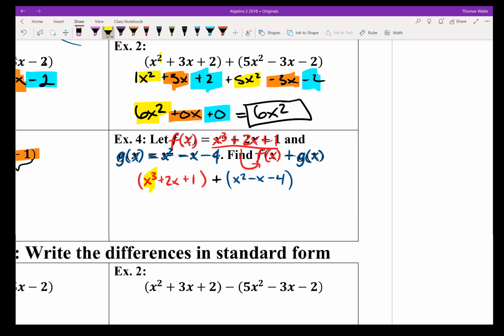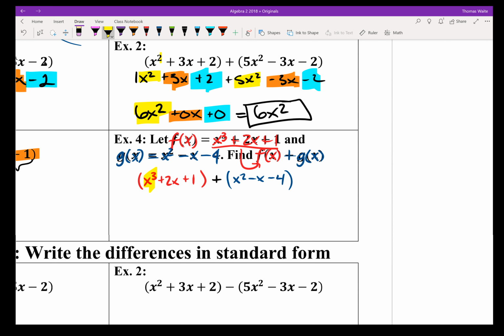In x cubed, I don't see any other x cubes. As I was looking across, I started to highlight in yellow and I don't see any more. So I'm going to stop. The next highest power I see in this whole problem is an x squared. Then I see my x's. And then I see, after all that, my constants.